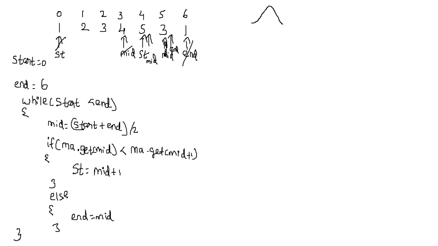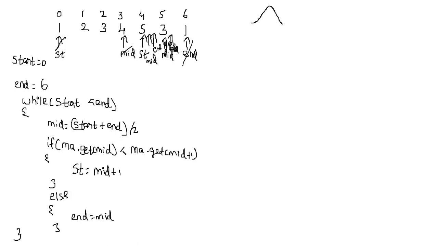Now check the element on mid, that is 5, compared with the next element. 5 less than 3, no. Condition becomes false. So end will be moved from this place to this place, because the mid value has to be considered as end. Mid is present on the index value 4. So this will be considered as my end. Now check the loop again.